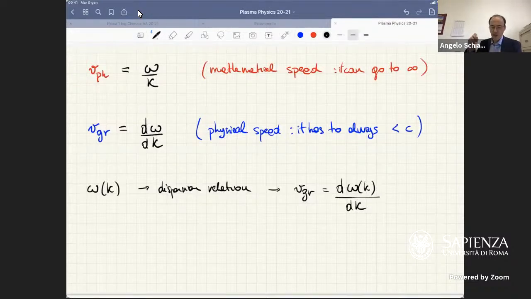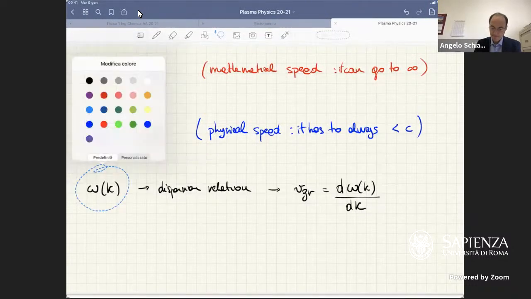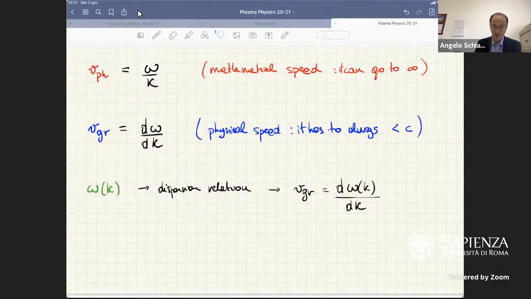So here now you see that, okay, it could be interesting to change the color scheme. So here we have three ingredients: the phase velocity, the group velocity, and the dispersion relation. And all these three quantities are related.